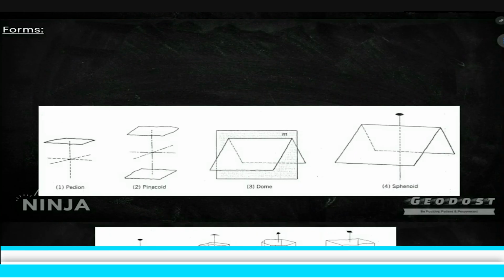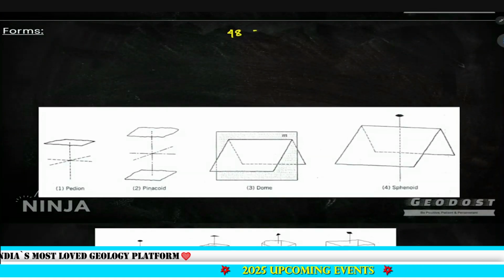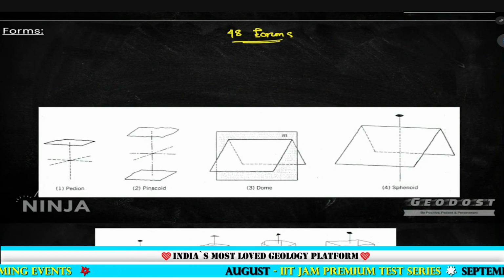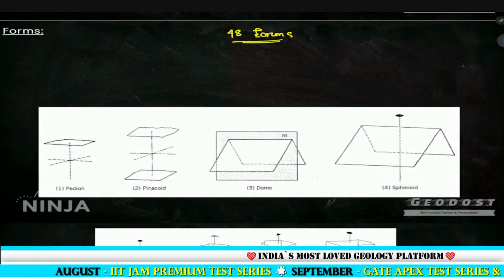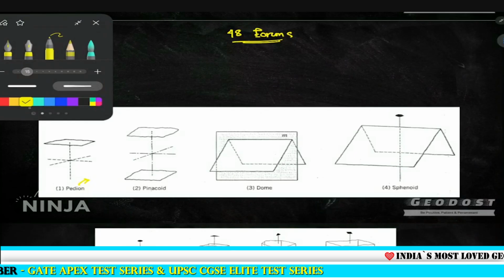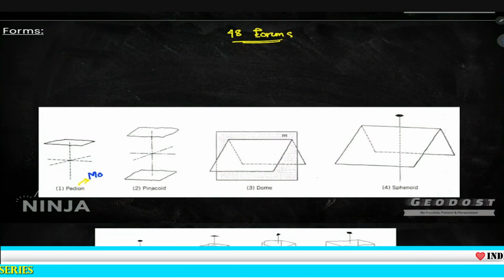So in the forms cases, simply the pedion, pinacoid, dome and sphenoid, all the things we have already seen. We have already classified all the things; there are 48 forms. Okay, and those forms are basically written here. This is the pedion, so only a single plane. It is also called monohedron.